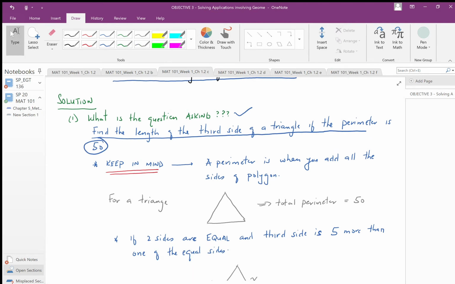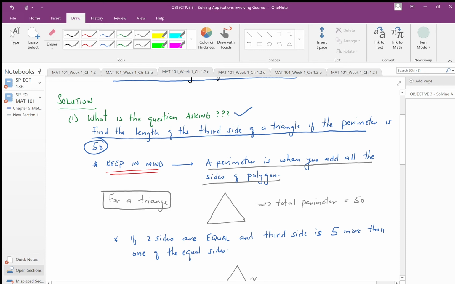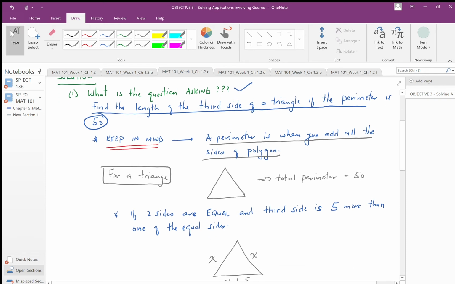Well, keep in mind that a perimeter is when you add all the sides of a polygon. In this case, this polygon is a triangle, so you add all the sides up. Okay. And if you add side A plus B plus C, our perimeter is 50, as they told us, right?